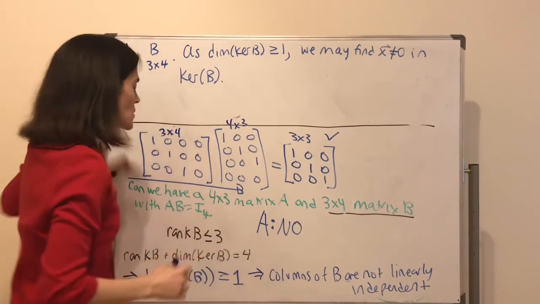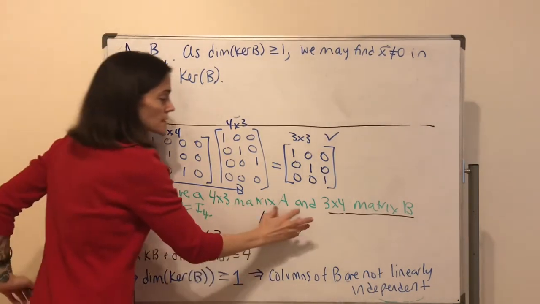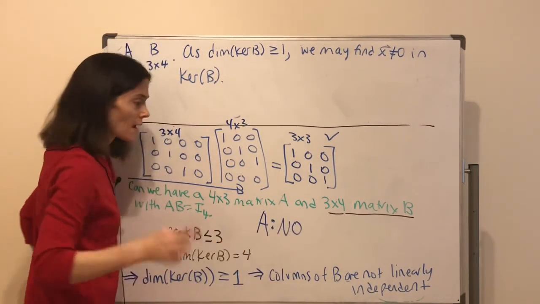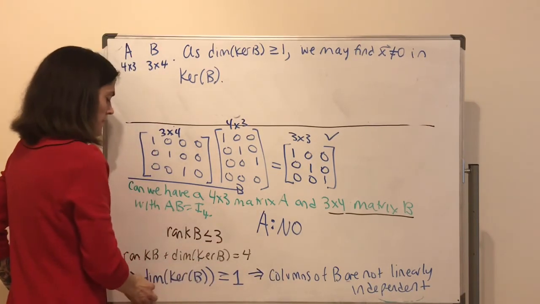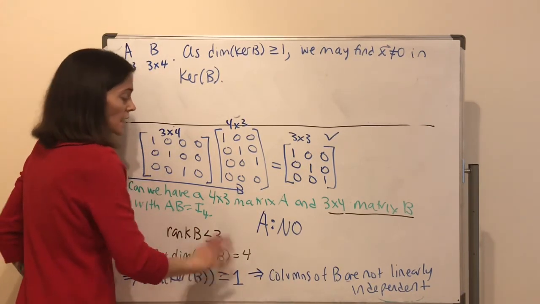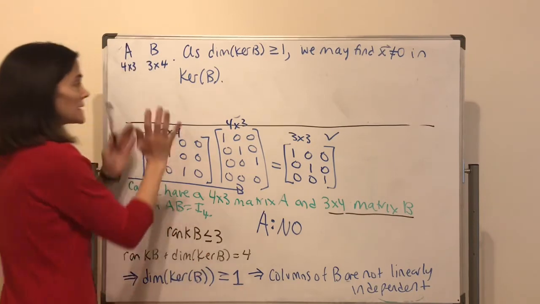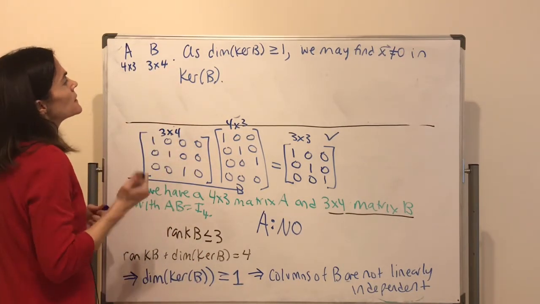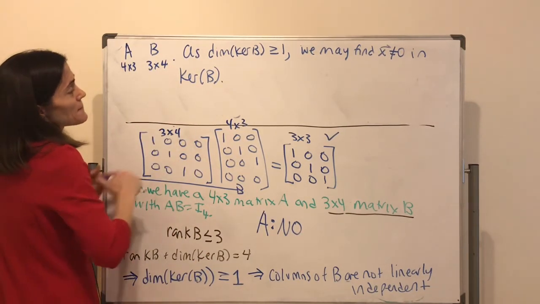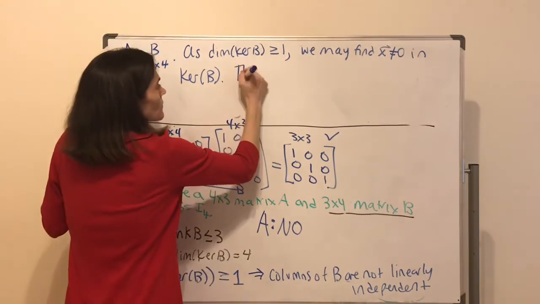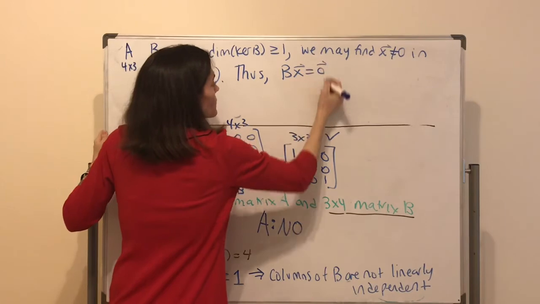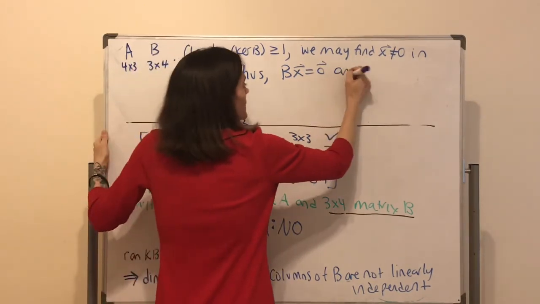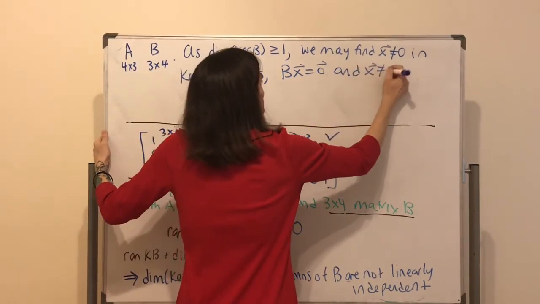Okay? So like I said, I'm not going to use the theorem we proved last time right now. I'm going to use this part, which I already argued. The dimension of the kernel is bigger than or equal to 1. Use the rank nullity theorem. But now, what can I do from that? Okay, so what does that mean? This means Bx equals 0 and x is not equal to 0.